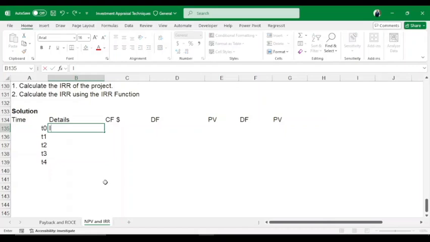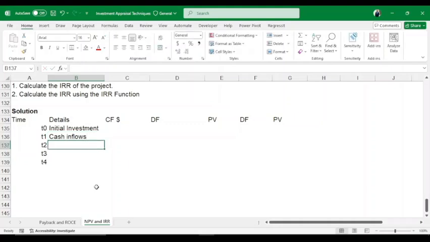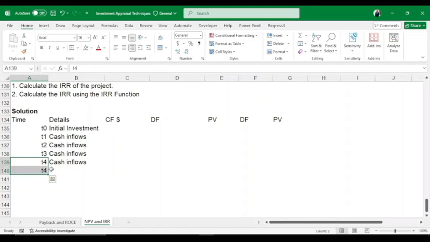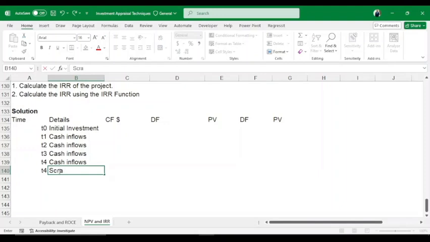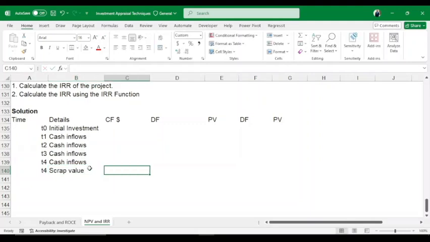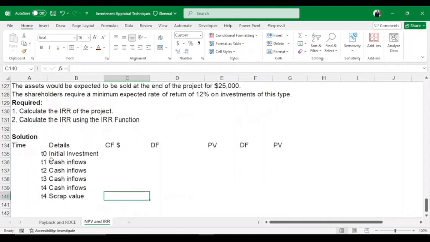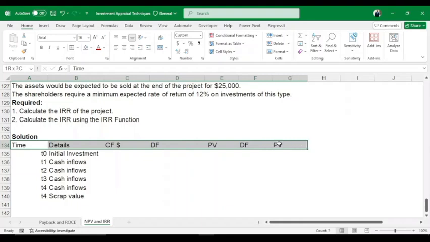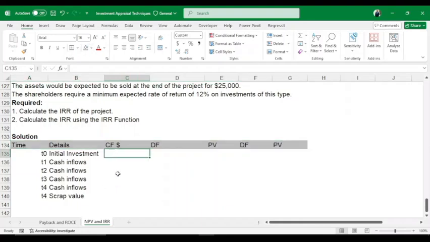Then with our details, we'll have investment, initial investment. Then for time 1, we are going to have cash inflow, and that is going to be repeated for the rest of the 4 years. And then we are going to have another time 4, which is the scrap value of the asset at the end of the project. So we have scrap value, which is also at year 4. Alright, so that is what we do. This is not new. We have covered this in our previous videos. That is why I am not explaining how I'm treating all those things.